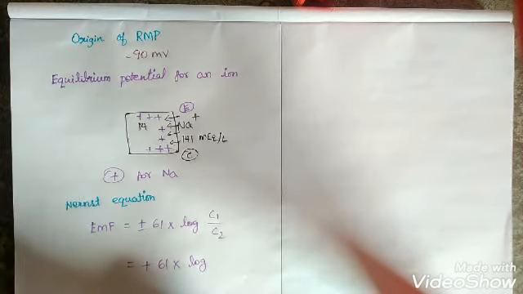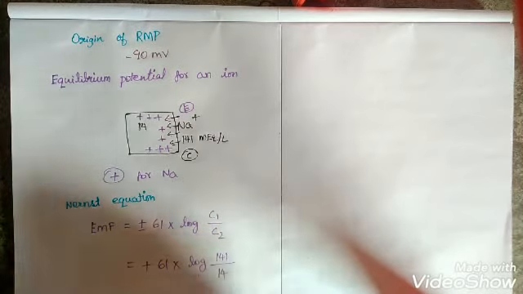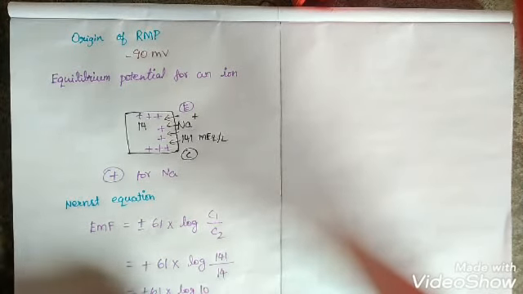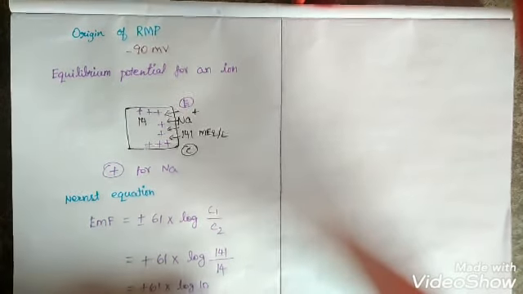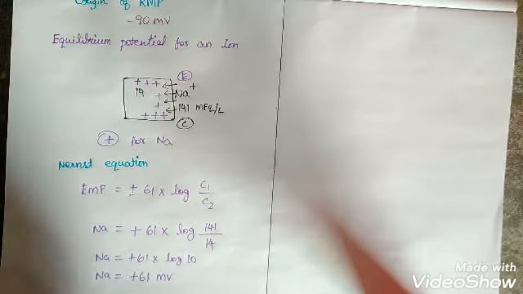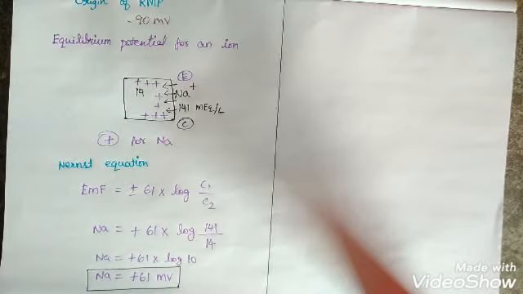It would be plus 61 into log of 10. Log of 10 is 1. So the answer is plus 61 millivolts. So this is the equilibrium potential for sodium. When the membrane potential is plus 61 millivolts, the sodium will be in equilibrium and there will be no net movement of sodium.